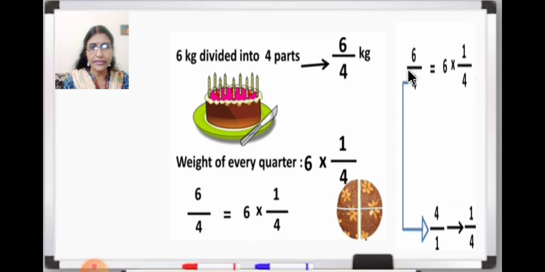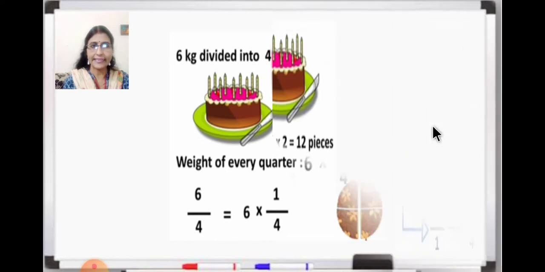For that, here you see, this is the divisor, 6 divided by 4. So 4 is the divisor. 4 can also be written as 4 upon 1. And if you interchange the numerator and denominator, the denominator will go to the numerator's place. Then you will get 1 upon 4, which is called its reciprocal. So 6 divided by 4 can also be written as 6 multiplied by 1 upon 4, which is equal to 6 upon 4.